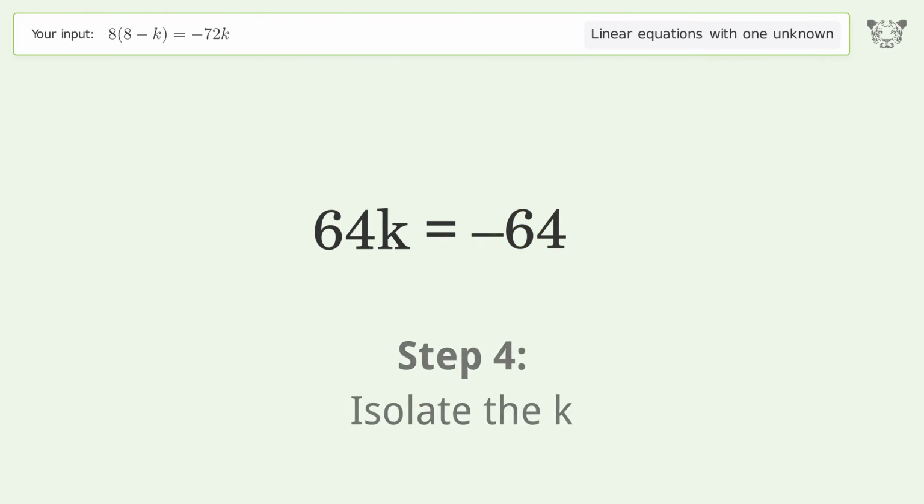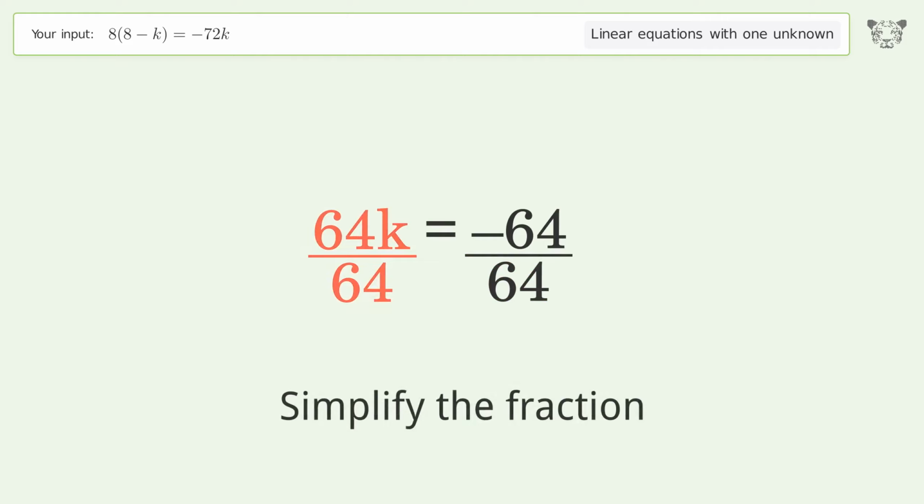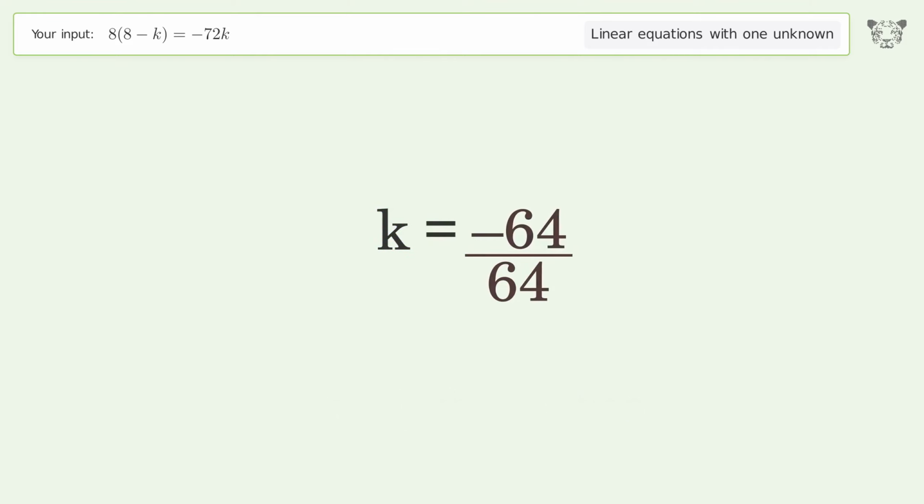Isolate the k. Divide both sides by 64. Simplify the fraction. And so the final result is k equals -1.